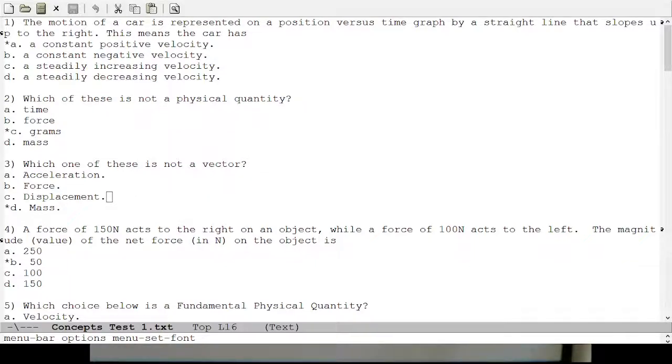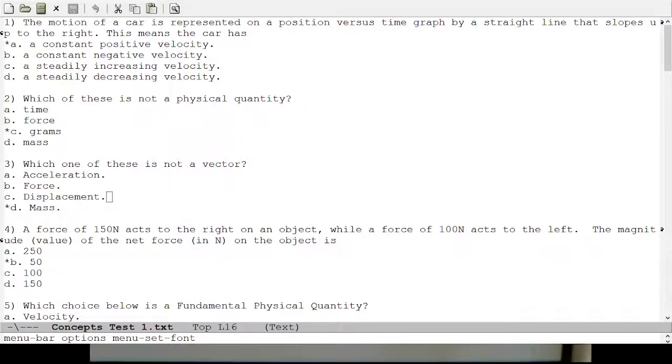Which of these is not a vector? So acceleration has a magnitude. You accelerate in a direction. A force is applied in a direction. Displacement has a direction. That's just a change in two positions, so from one place to another place, that's a direction. But mass does not have a direction. It could be moving in a direction, but that's its velocity, or that's its acceleration.